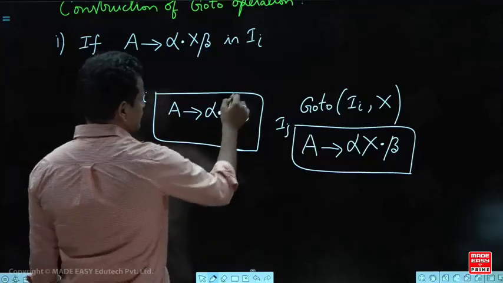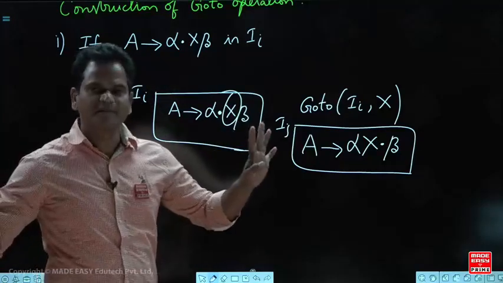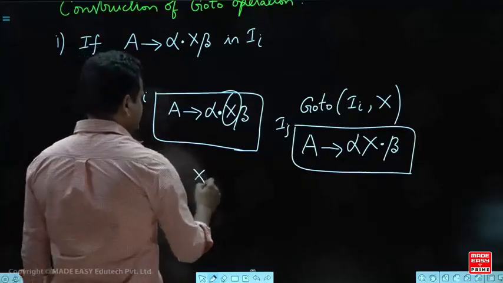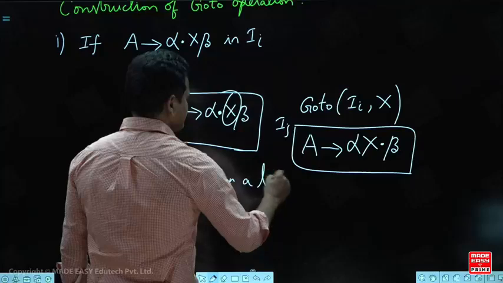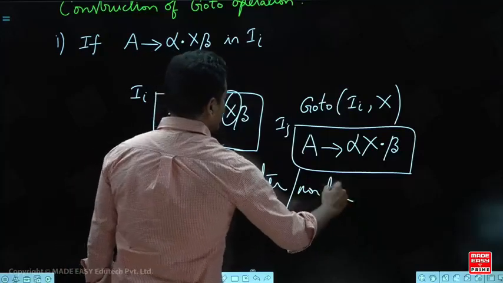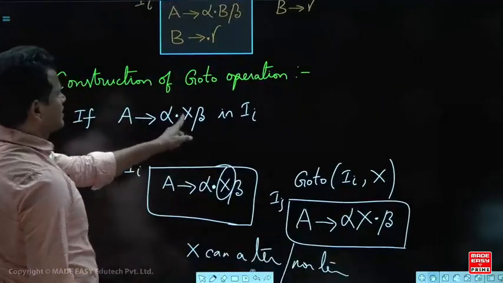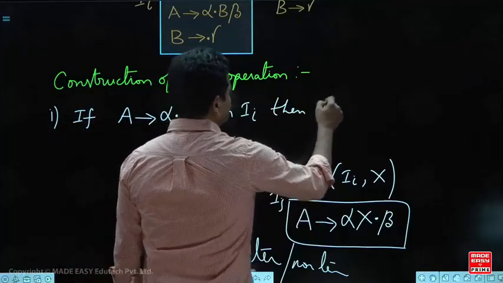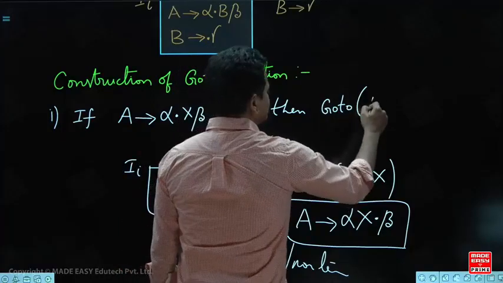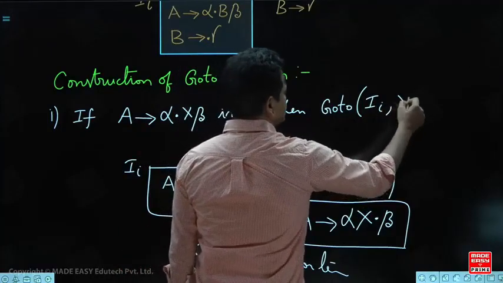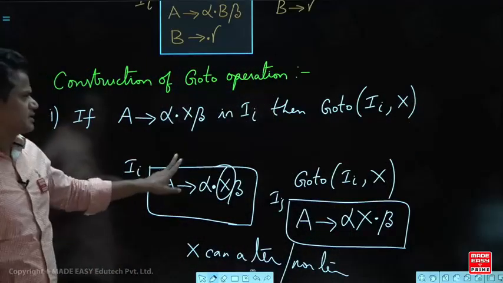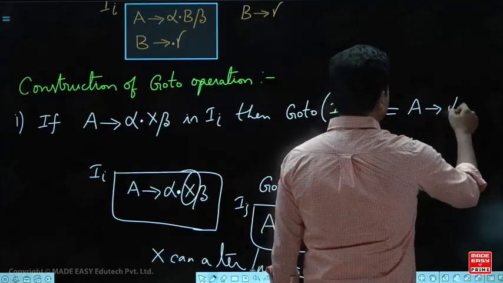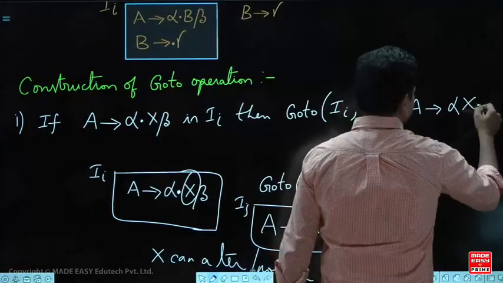Now here my question is, what is X here? X can be any symbol. It is a shift symbol. What is a shift symbol? Maybe a terminal or a non-terminal. So if A → α·Xβ is in I, then goto of I comma X equals, what is the goto? Just move the dot one position forward.